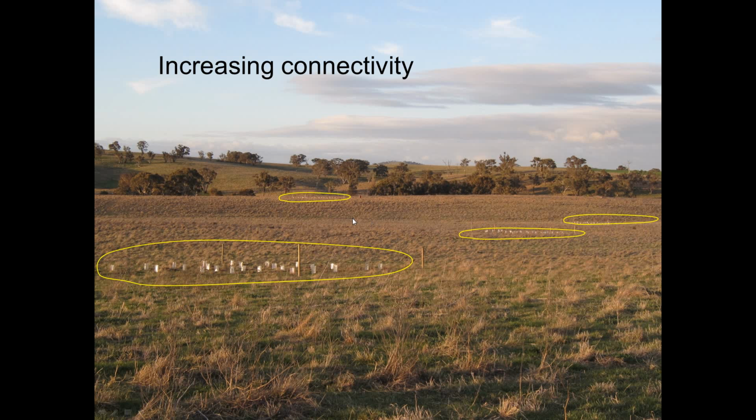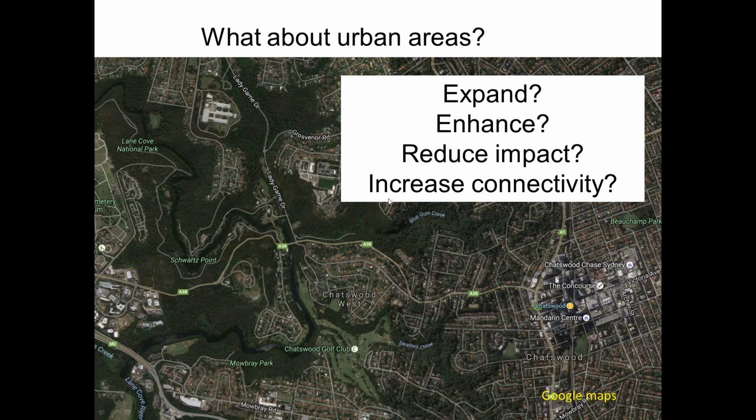And in our landscape we could try and improve connectivity as well. So here we have people again planting trees in little patches, which can act as a stepping stone style corridor to link larger patches of vegetation together. But these things still apply in urban areas as well in our cities. So we can take all of these same approaches. We can expand, we can enhance, we can reduce the impact, and we can increase connectivity. And that becomes increasingly important around cities because they're a very, very fragmented area.